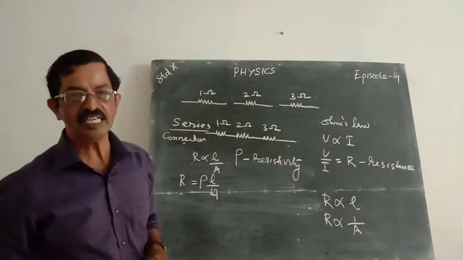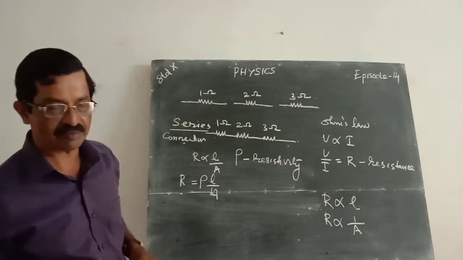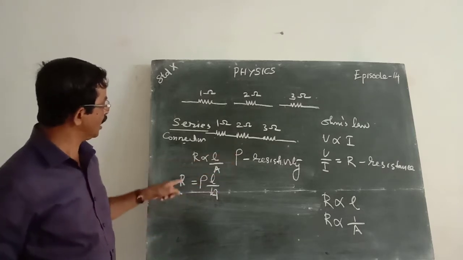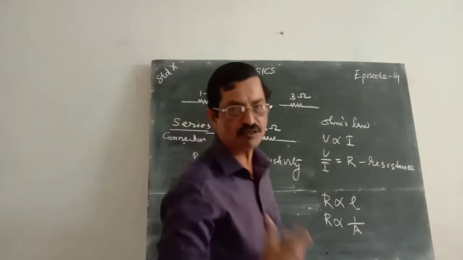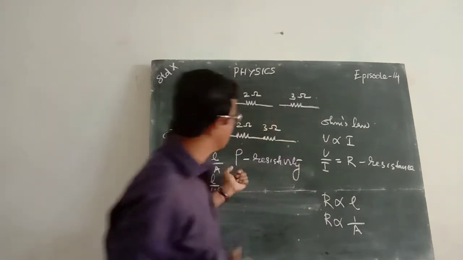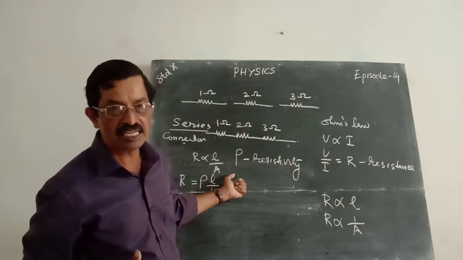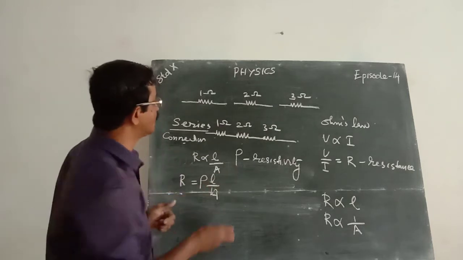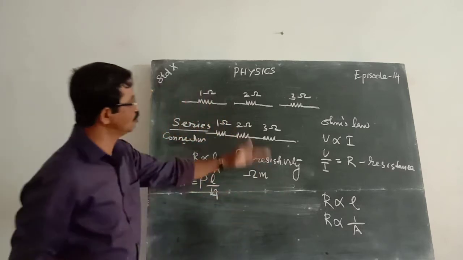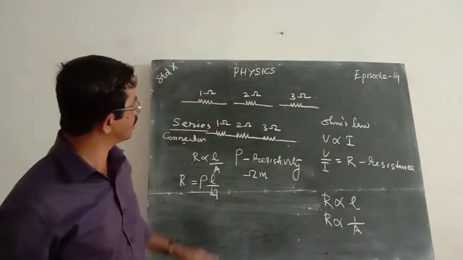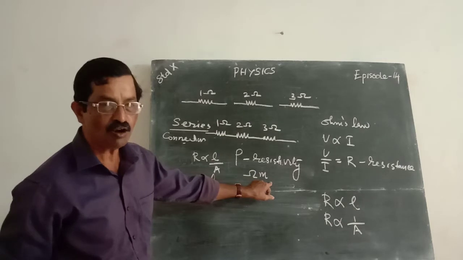Resistivity. What is it? From this, we also discuss the unit of resistivity. Can any of you say what the unit of resistivity is? It is ohm meter. The unit of resistivity is ohm meter.